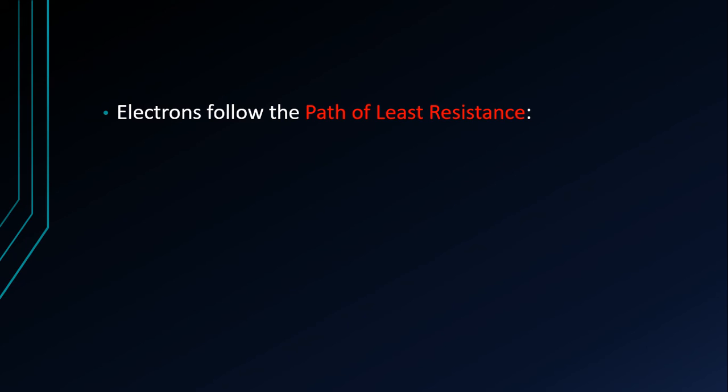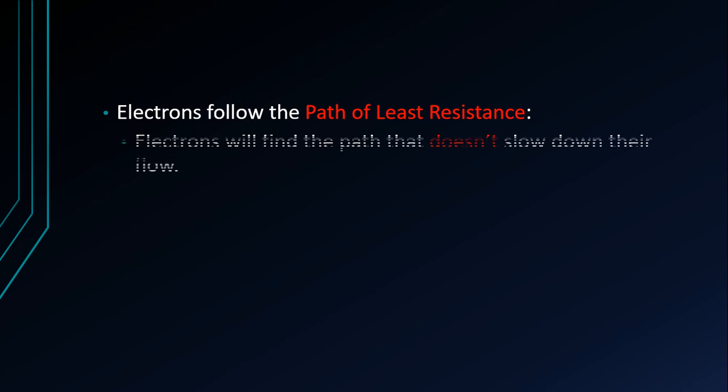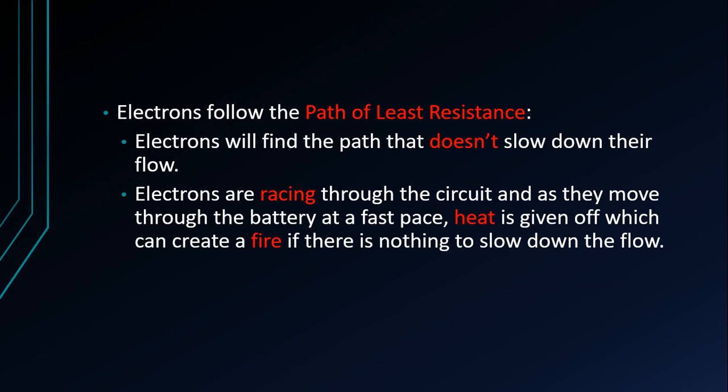The electrons follow the path of least resistance. Okay, they are very lazy. Electrons will find the path that slows down their flow as little as possible. Electrons are racing through the circuit, and as they move through the battery at a fast pace, heat is given off, which can create a fire if there's nothing to slow down the flow. You often notice this when your cell phone has been on for a long time and you're charging it, or you're charging your laptop or your Chromebook, and there's that box in the middle of the cable, and if it's sitting on your legs or near you, it gets really hot, right?